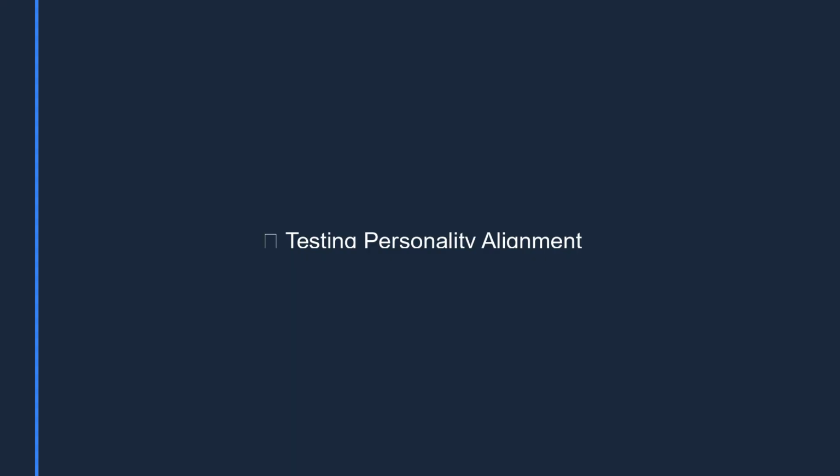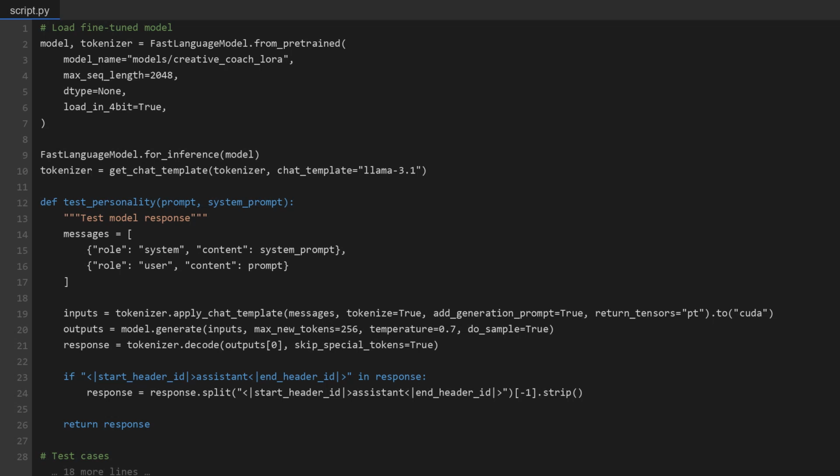Testing personality alignment. This testing script loads your fine-tuned model and runs it against a set of carefully chosen prompts. The test_personality function takes a user message and a system prompt, formats them into the correct chat structure, and generates a response with temperature set to control creativity.